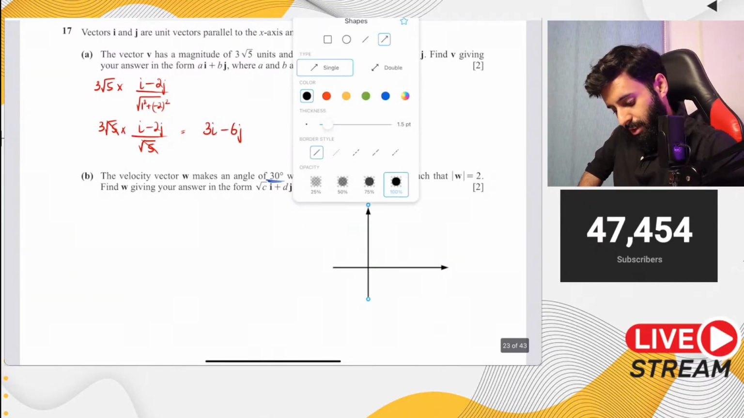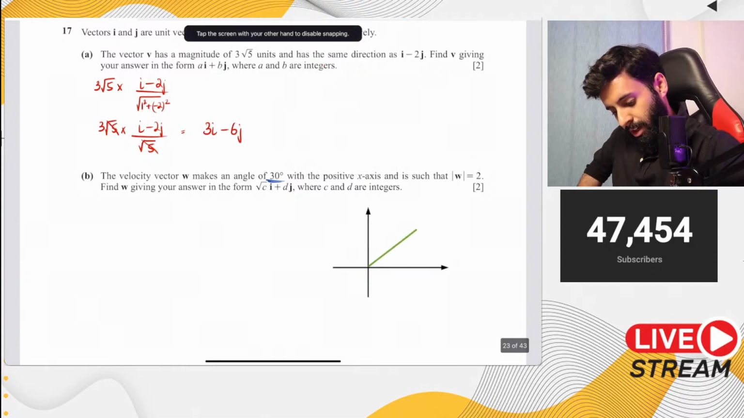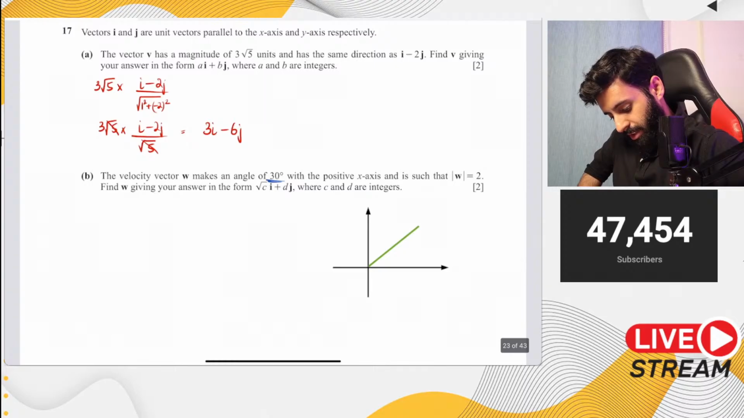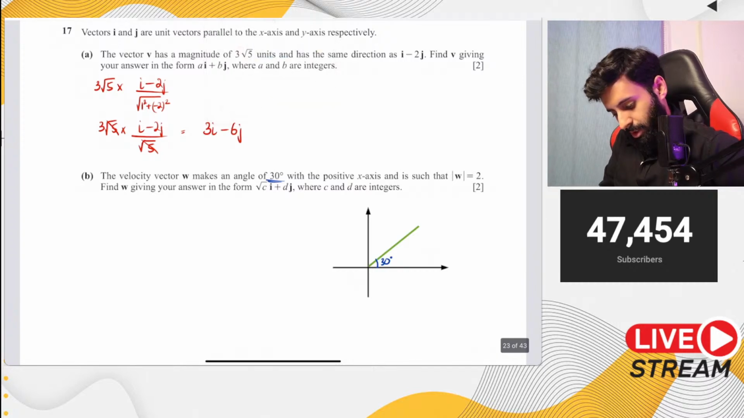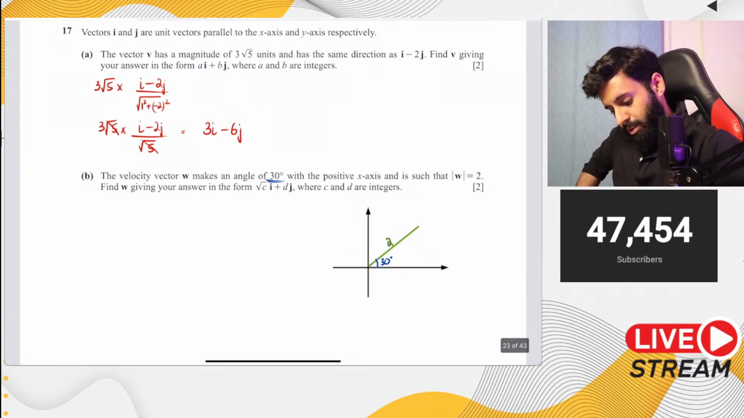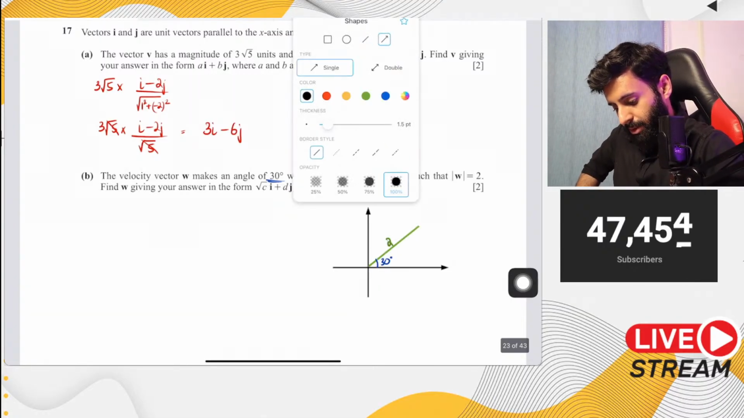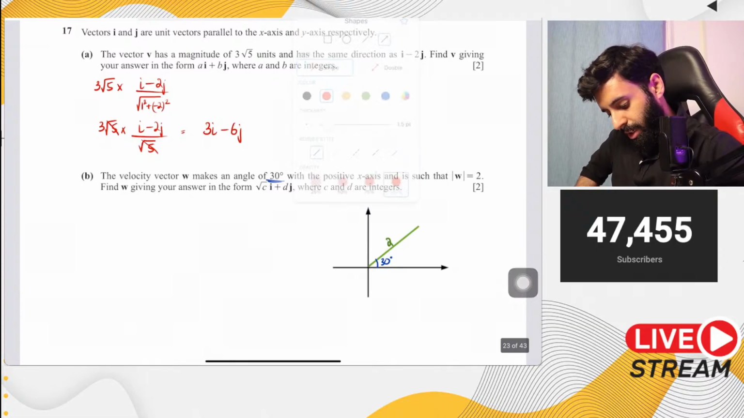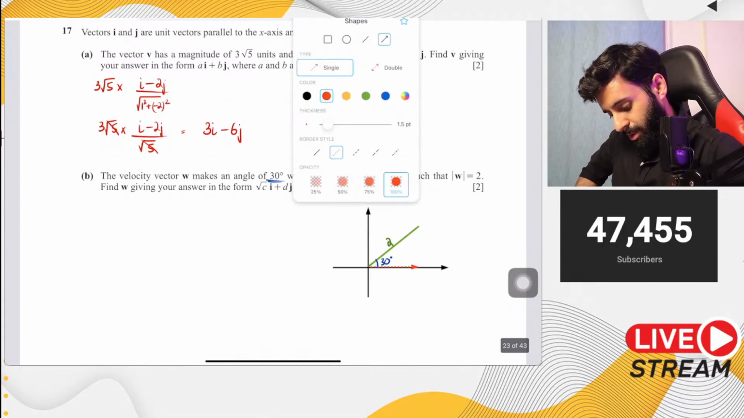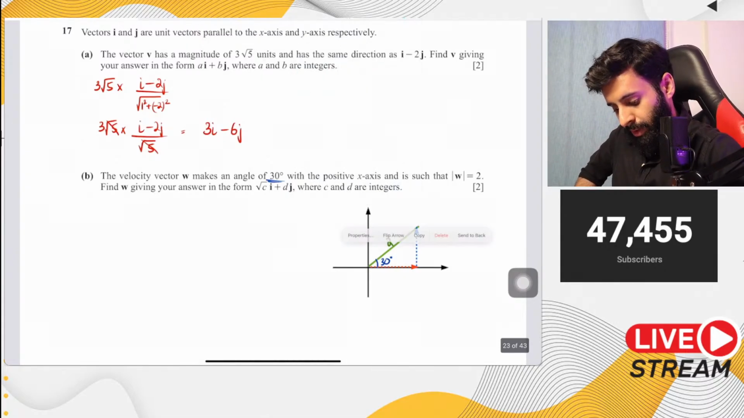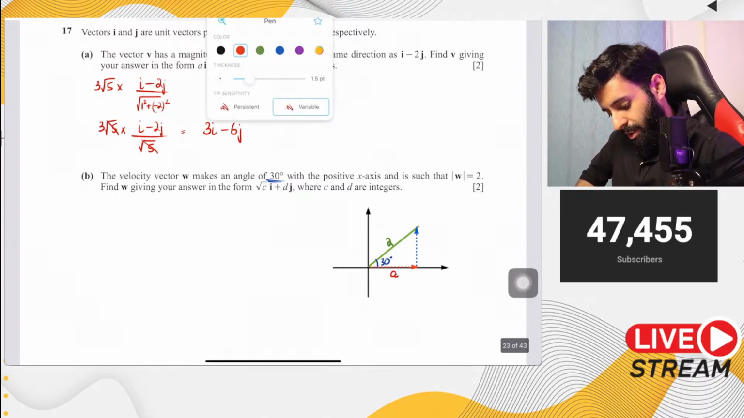So that means the velocity vector w is in this direction, and it makes an angle of 30 degrees with the positive x-axis. Here is 30 degrees, and the magnitude of this green line is 2. Now remember, if you want to break this vector into its horizontal and vertical components, you will have to break it down into x and y components. What you see in red is the x component, and what you see in blue is the y component. The red component is the adjacent side, and the blue component is the opposite side.